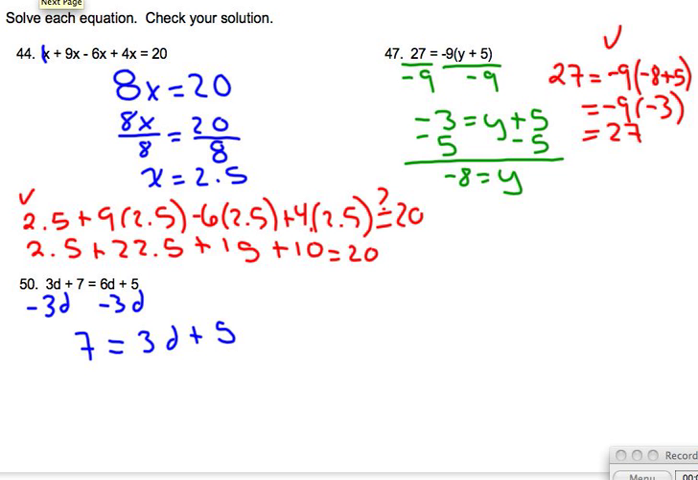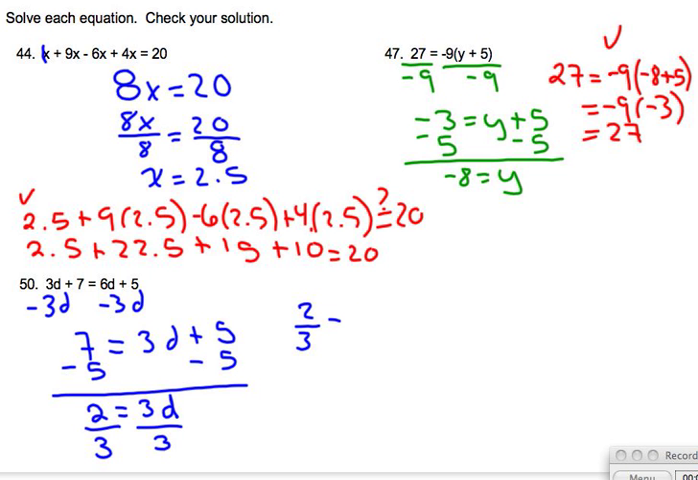Now I have to isolate the 3D, so I'm going to move that 5 over by subtracting. So now I have 2 is equal to 3D. Dividing both sides by 3 to isolate the variable and get it to be a 1D will give me 2/3 is equal to D.